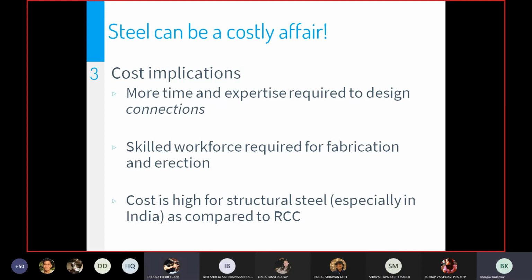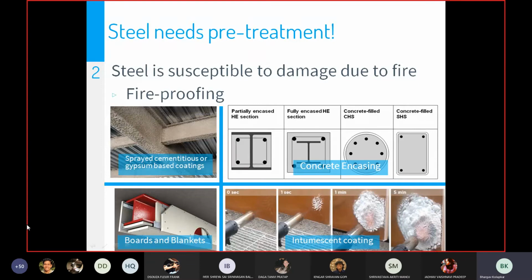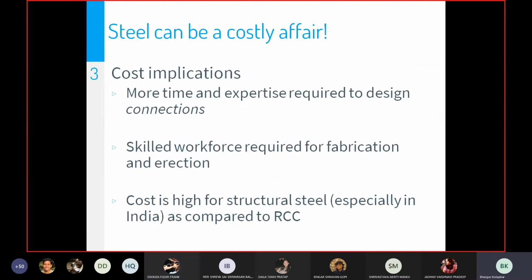Okay, can we move on? Is the fireproofing done on the site or in the factory itself? Now, for the structures that I've seen, it has been done on the site, and mostly it has been sprayed cementitious or gypsum-based coatings. And you also saw it in the video, the guy spraying cementitious materials on the elements. So it has to be done on site because the members are to be connected to each other, and after they are connected, we can do this. Okay, thank you.